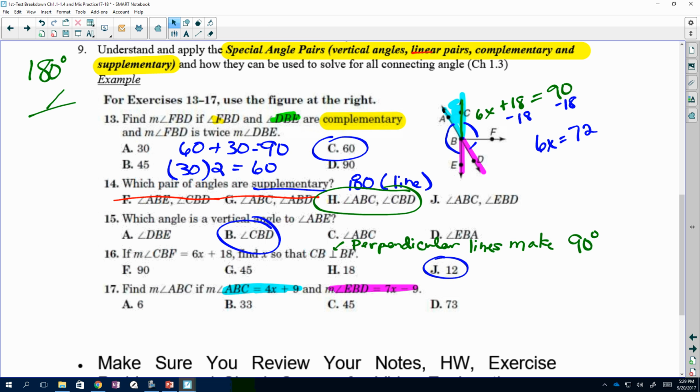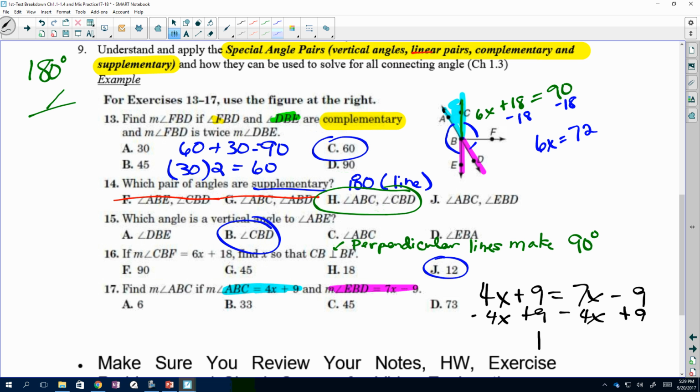If they're vertical angles, then they're congruent. They're equal to each other. So all we need to do here is write 4x plus 9 is equal to 7x minus 9. Okay? Subtract the 4x, add the 9, 18 equals 3x, which means x is 6. But they want us to find the angle, so we have to plug that back in. 4 times 6 plus 9. When we do that, we get B, 33.